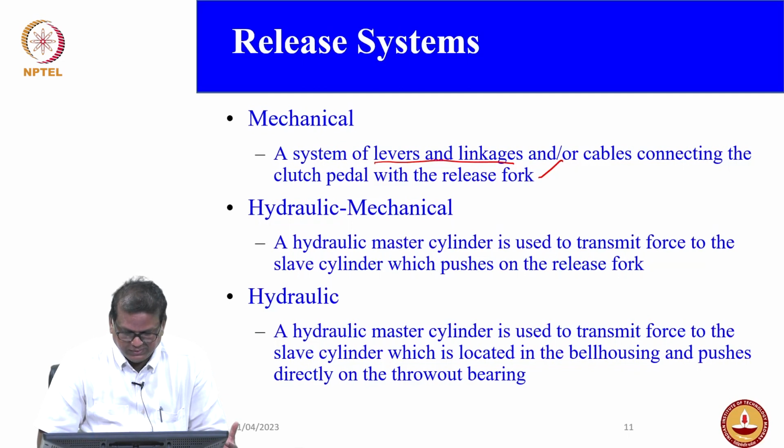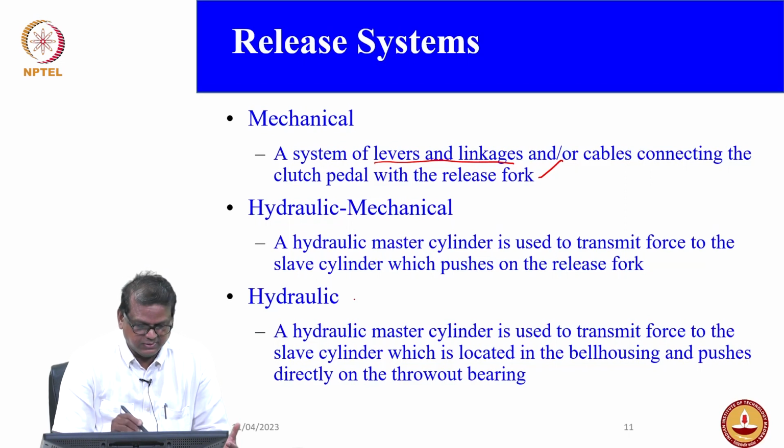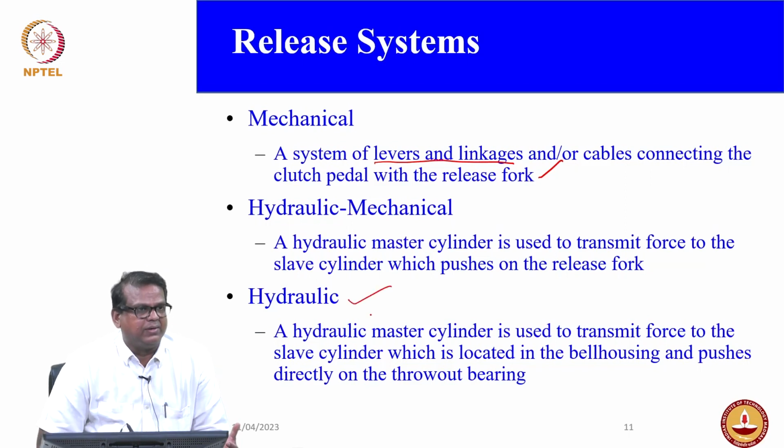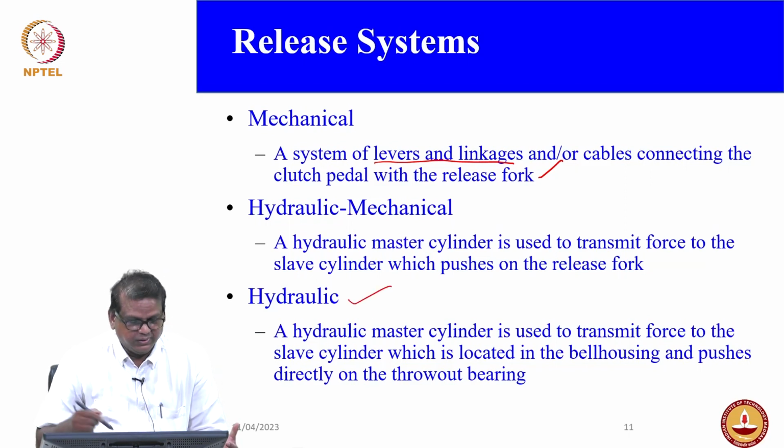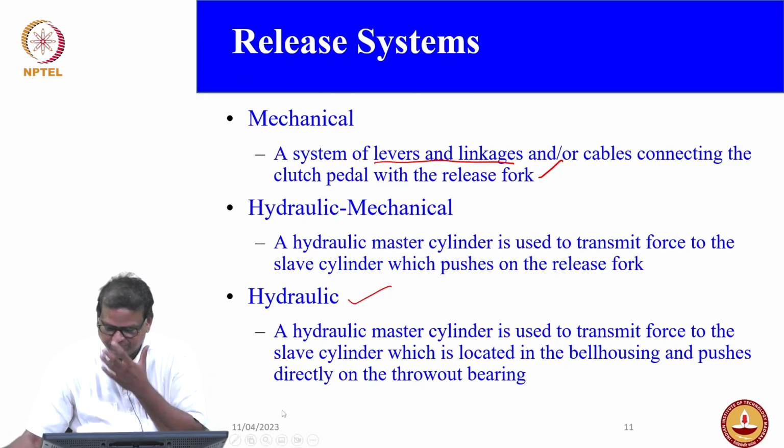A hydraulic master cylinder is used to transmit force to the slave cylinder, which is located in the bell housing and pushes directly on the throwout bearing. Mostly all clutches operate hydraulically. We do not want a mechanical or hydraulic-mechanical arrangement, to avoid any failures.